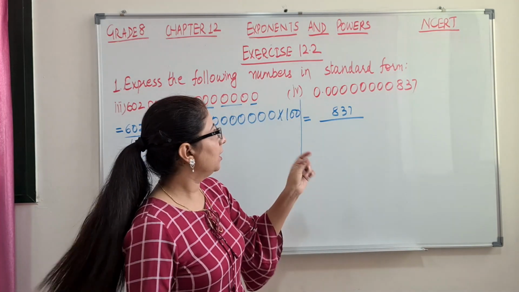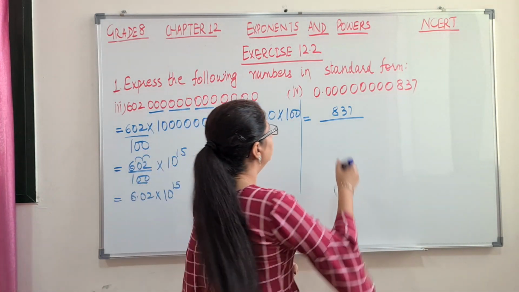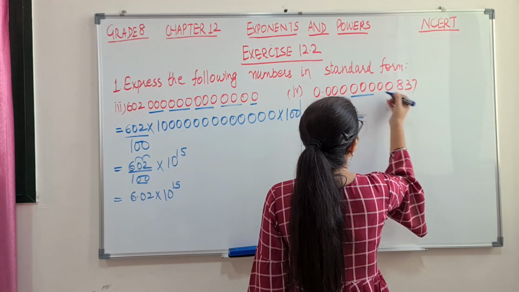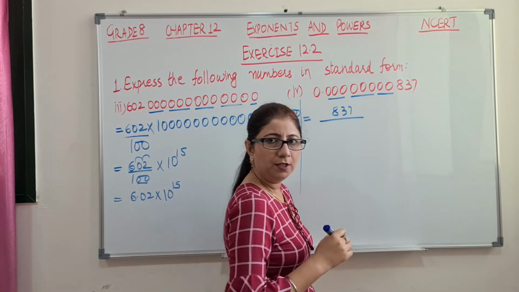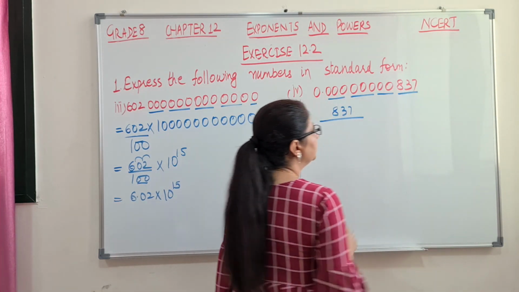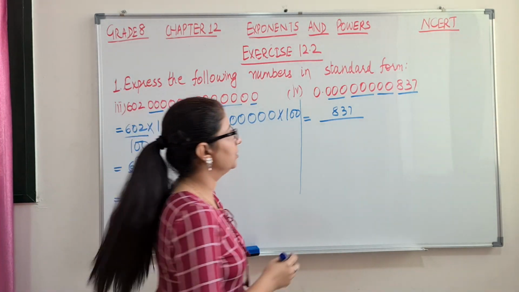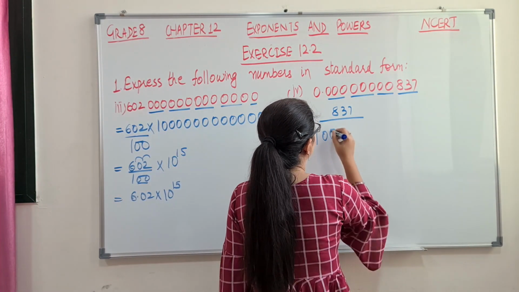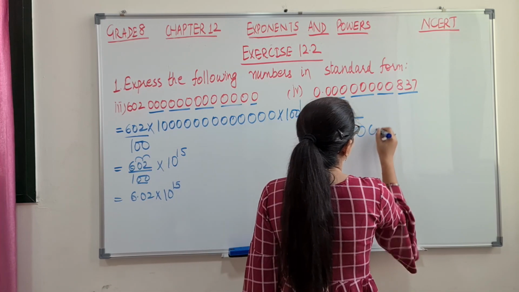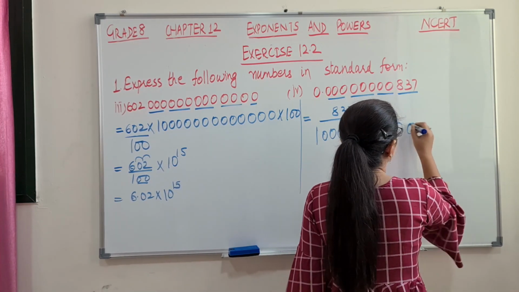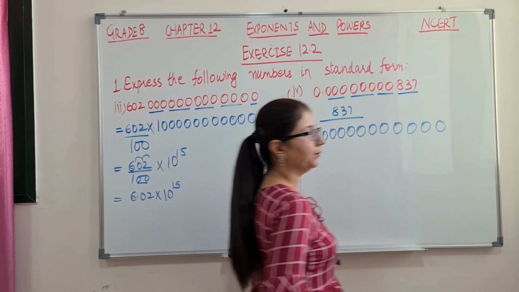Okay. Now let's count the digits after decimal. That is 3, 3, 6, 2, 8. 8 zeros and 3 this. So total 8 plus 3, 11 zeros will come. So here 1, 2, 3, 4, 5, 6, 7, 8, 9, 10 and 11.